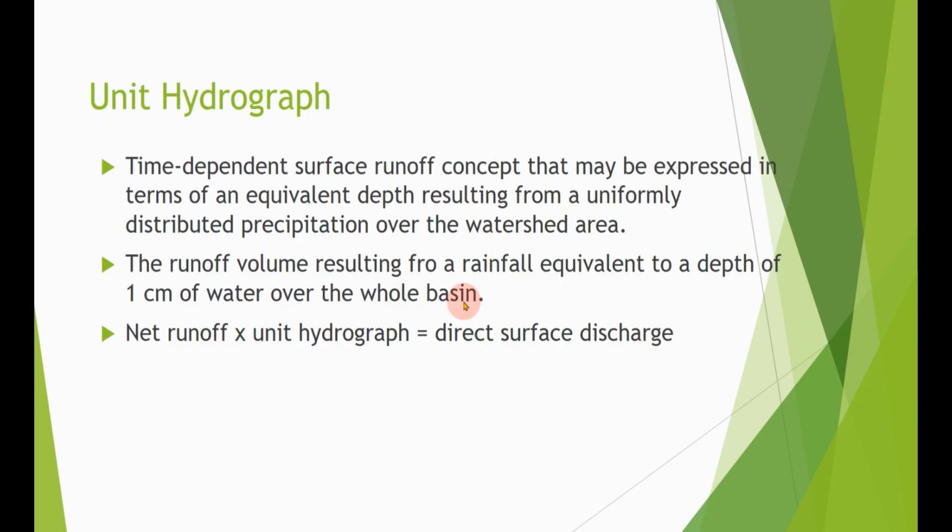A unit hydrograph is a time-dependent surface runoff concept that may be expressed in terms of an equivalent depth resulting from a uniformly distributed precipitation over the watershed area. It is the runoff volume resulting from a rainfall equivalent to a depth of 1 centimeter of water over the whole basin, and net runoff multiplied by the unit hydrograph is equal to the direct surface discharge. In applying an existing unit hydrograph, we need only to measure the net runoff in cubic meters to determine the discharge. The derivation of a unit hydrograph involves basically 4 steps.